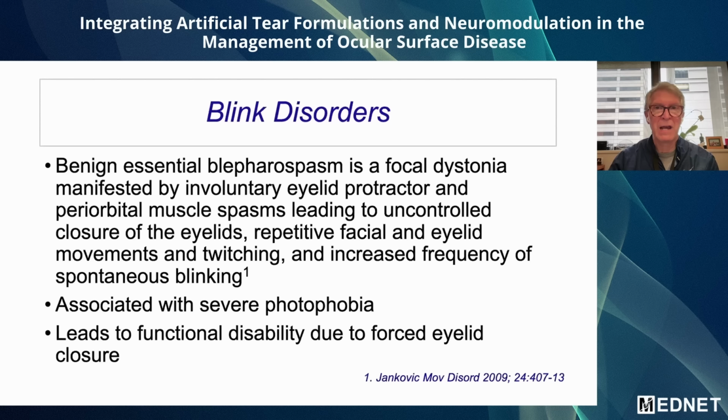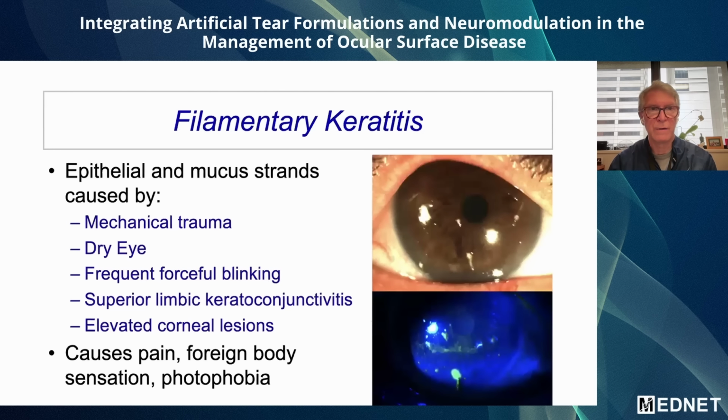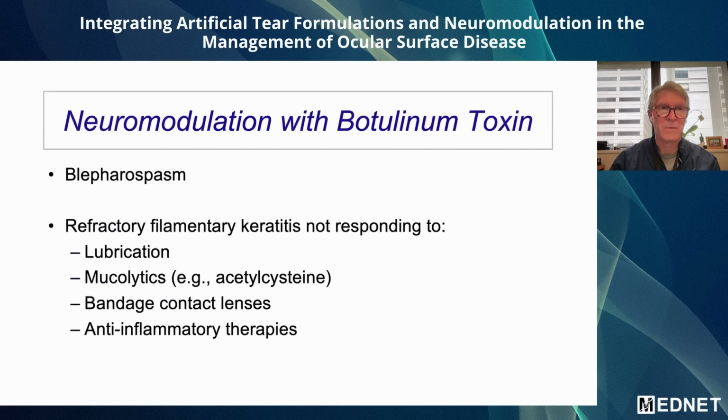Benign essential blepharospasm is a focal dystonia manifested by involuntary eyelid protractor and periorbital muscle spasms, leading to uncontrolled closure of the eyelids, repetitive facial and eyelid movements and twitching, and increased frequency of spontaneous blinking. Patients have associated severe photophobia, and it can lead to functional disability due to forced eyelid closure. These patients can also develop filamentary keratitis and superior limbic keratoconjunctivitis due to the frequent forceful blinking.